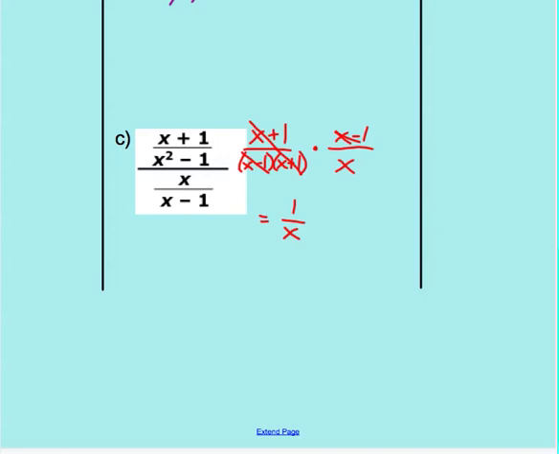And finally, we'll go back and give our restricted domain. This cannot equal 0, which was factored form over here. This cannot equal 0, and this cannot equal 0. So we've got x cannot equal plus or minus 1, which covers this denominator as well as this one, and x cannot equal 0 from that numerator of the denominator, if that makes sense.